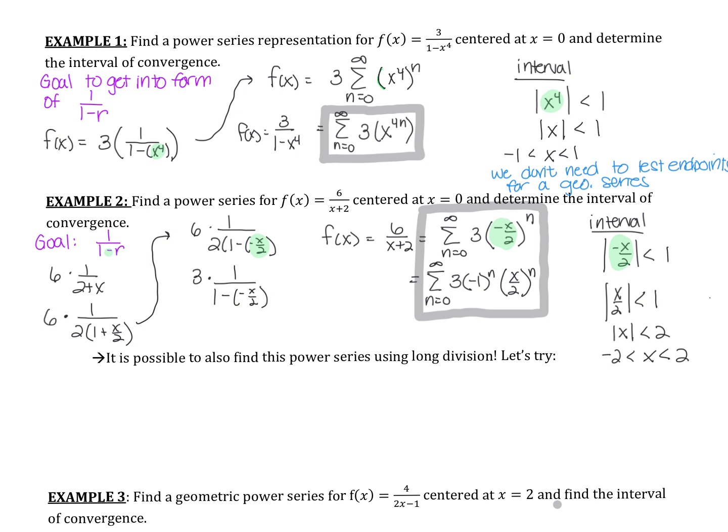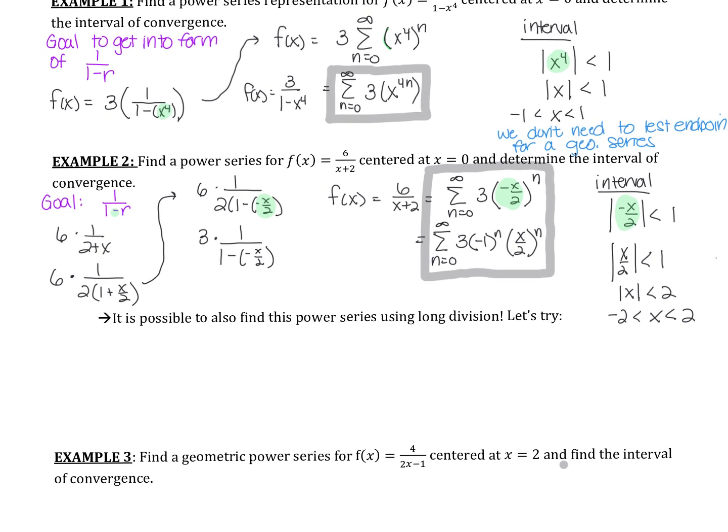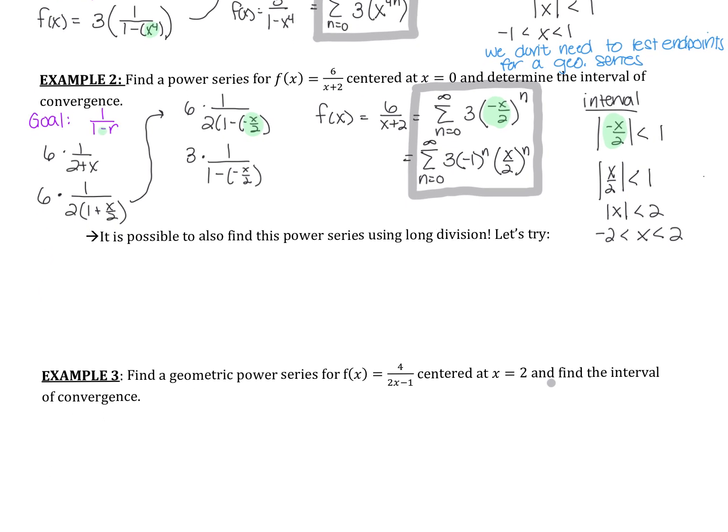Now, it is also possible to find a power series other ways. Maybe you don't recognize it's geometric. Maybe you just want to try a different method. And so if that's the case, one of the methods that we can use is the idea of long division. I know that's not everybody's favorite idea, and this is going to get a little bit weird because we're dividing two very random things together. So I'm going to divide 6 by 2 plus x.